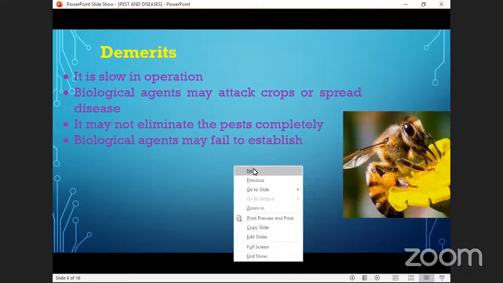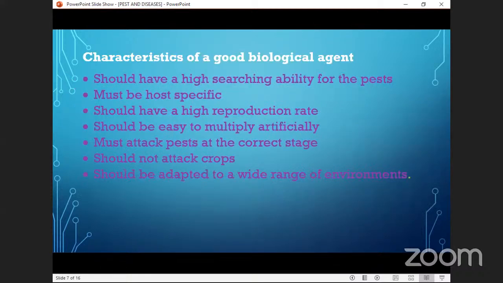So after looking at the disadvantages of biological method, characteristics of a very good biological agent, that organism that you introduce into your garden to control a certain pest, their features it should be having, the characteristics you should be looking at before introducing a biological agent into a garden. Okay, Shania, you're welcome. You read the characteristics of a very good biological agent.